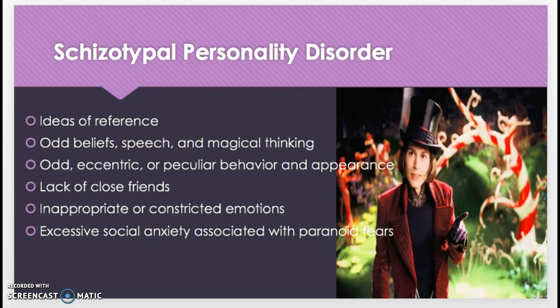Schizotypal personality disorder often involves difficulty establishing and maintaining close relationships with others because of a discomfort with these types of relationships, and this will cause these people to have a limited capacity for intimacy. They often experience ideas of reference, odd beliefs, speech, and magical thinking, and odd, eccentric, or peculiar behavior and appearance. They will have a lack of close friends, inappropriate or constricted emotions, and excessive social anxiety associated with paranoid fears.